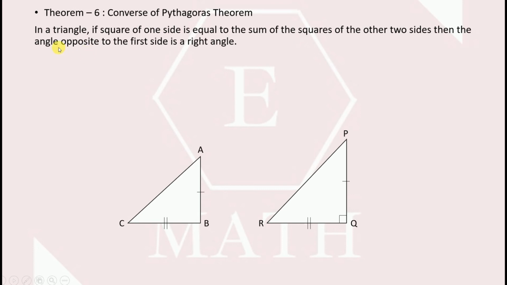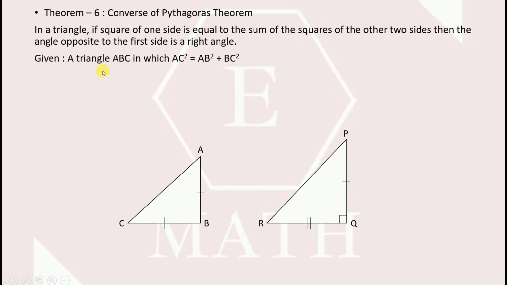It says that in a triangle, if the square of one side is equal to the sum of the squares on the other two sides, then the angle opposite to the first side is a right angle. So this is quite the opposite way of saying the Pythagoras theorem, right?